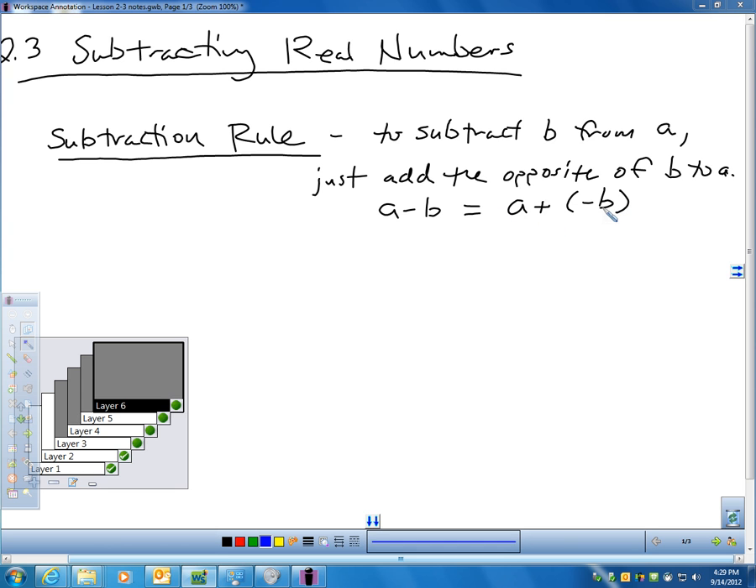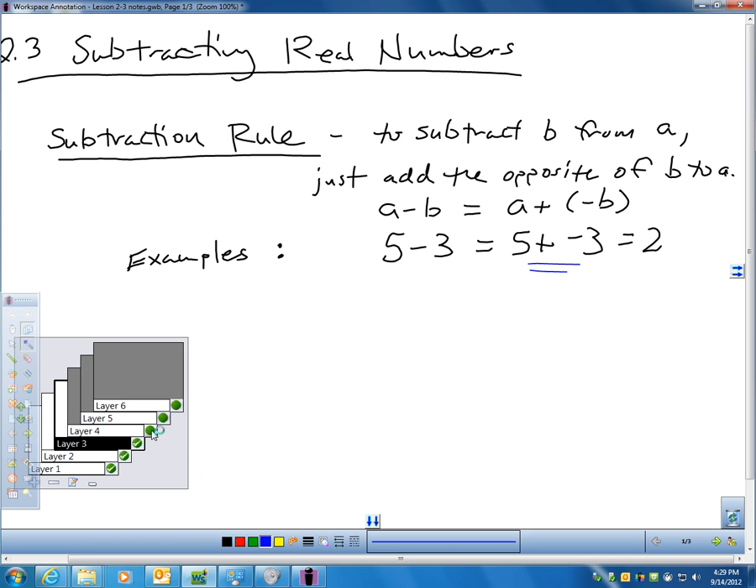Now the obvious question I always get from people is, well, why would I ever want to do that? Like for something simple like 5 minus 3, we know the answer is 2. Well, for 5 minus 3, you probably wouldn't. We've done that since grade school. But just to show you that this works, if you follow this rule and change it to 5 plus negative 3, you do indeed get 2. So again, the question is, why would I ever want to do that?